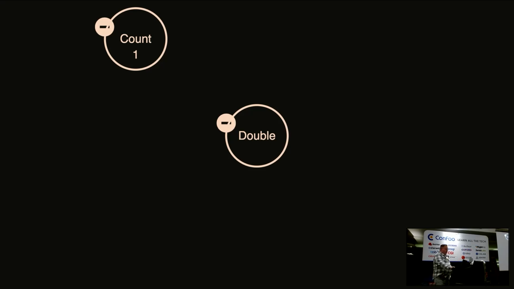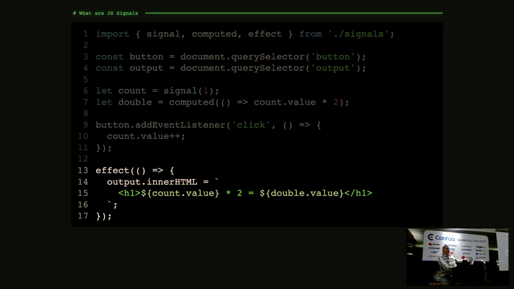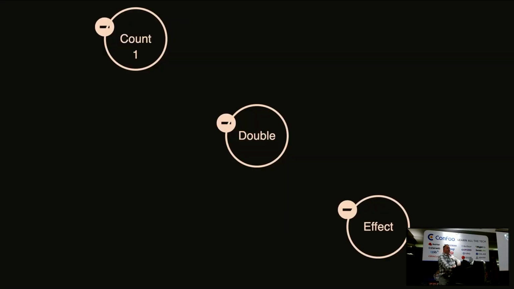So double gets created. And then you make an effect that says, oh, hey, I want to do something, and inside here I'm going to use some of these. And that'll make an effect. They're all dirty, they all exist, and this is it. There's nothing because nothing has actually happened yet. These have just been created.